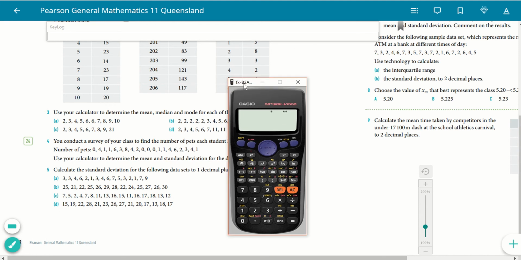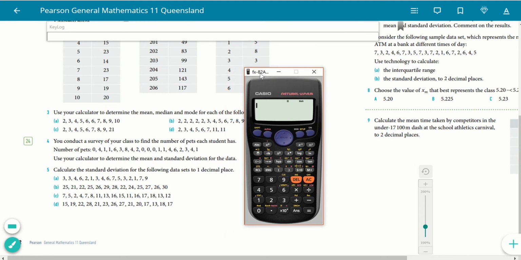So what I've got is a calculator, and we're going to try and enter this into statistical mode. So we're going to go mode, and then 2 for stat mode. Now we want to go 1 for one variable. So let's just enter in this data. So we're just going to go 3, and then we press equals to enter that in, then 3.